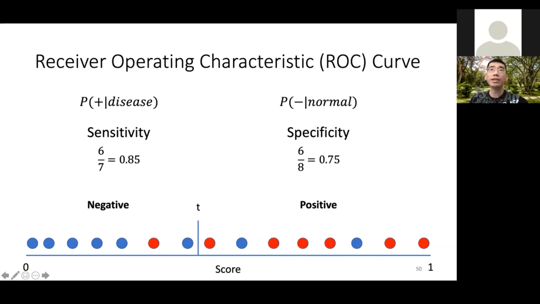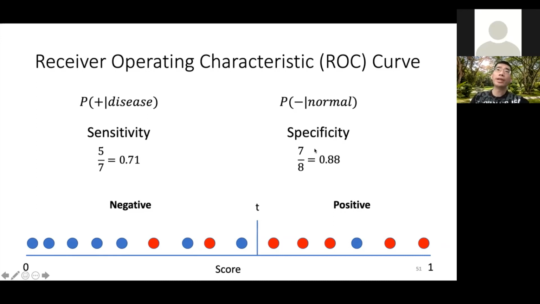And similarly, the denominator for specificity is the total number of normal examples, right? Which is the total number of blue circles here, which is going to be 8. And the numerator is how many of those are negative, or in other words, on the left-hand side of the threshold, right? And this is all except 2, here and here. So this is 6, okay? So our specificity is 6/8, or 0.75, okay?